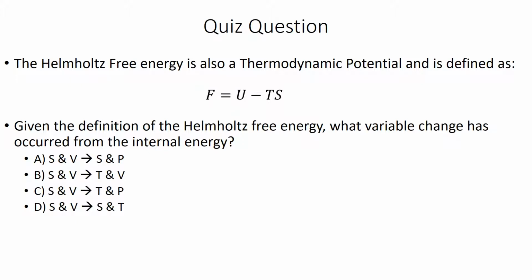Quiz question. The Helmholtz free energy is also a thermodynamic potential, like the Gibbs free energy, and is defined as F equals U minus TS. Some textbooks will, instead of using F, use A. Either way, this is the equation. Given the definition of this Helmholtz free energy, what variable change has occurred from the internal energy? See you at the lecture.